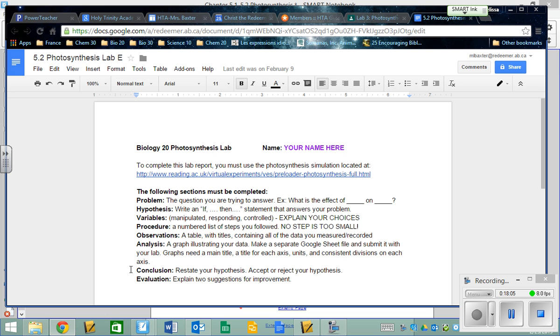In your conclusion, you tell me what your hypothesis was, and you accept or reject it, and you give some reason why. Based on my data, the hypothesis is accepted because, or based on my data, the hypothesis is rejected because. Evaluation always has to have 2 things. Any 2 things that we could do if we were to do the lab again that would make it better. These could be things that need to get added. So if you think maybe something was missing on the simulation, or it would have been better if there were more choices, that's the kind of thing that you need to put in your evaluation.